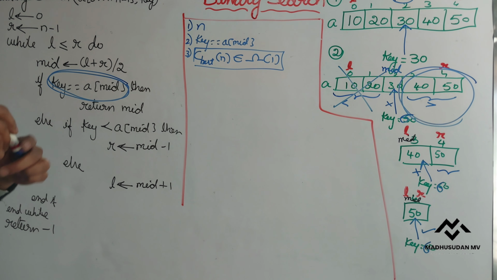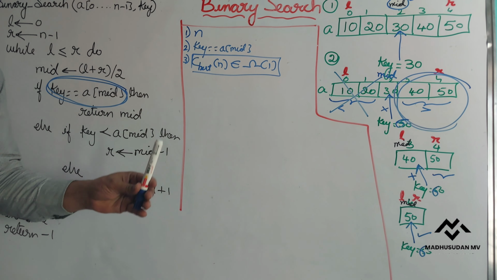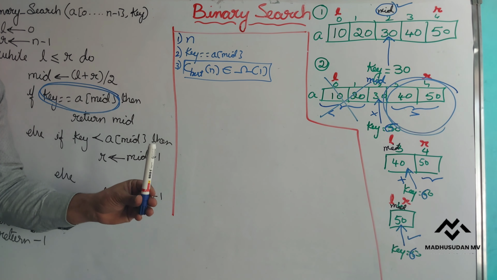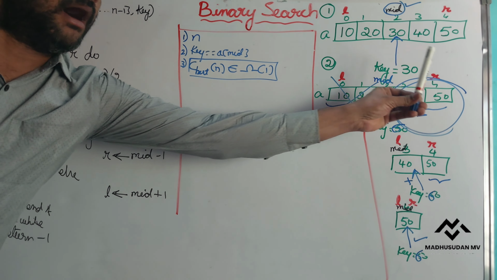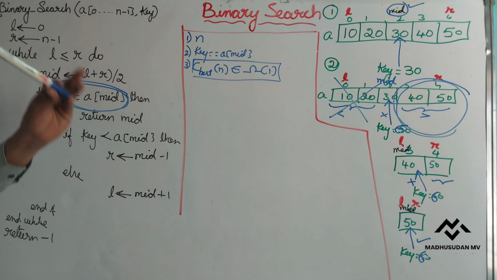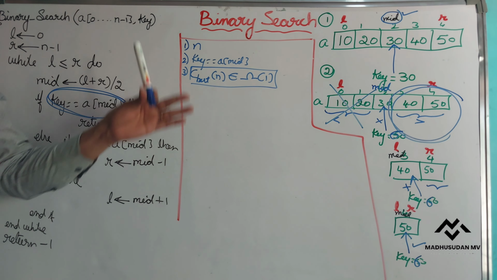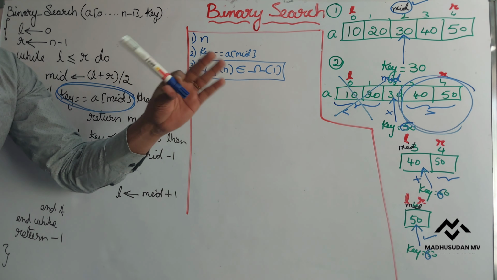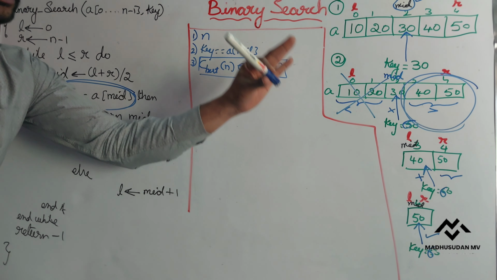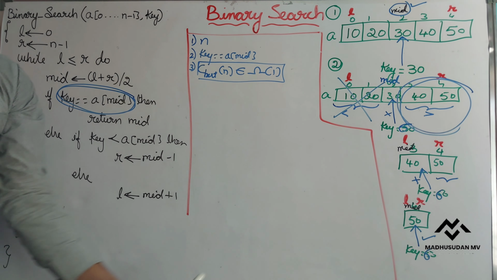Again, the worst case occurs in 2 situations. Situation 1, successful search. In a successful search, if the key element is found either in the first position or the last position, that will be the worst case. In the unsuccessful search, the key element is not found. That means the element is not found. At that time also, we have to execute the comparison operation the same number of times.